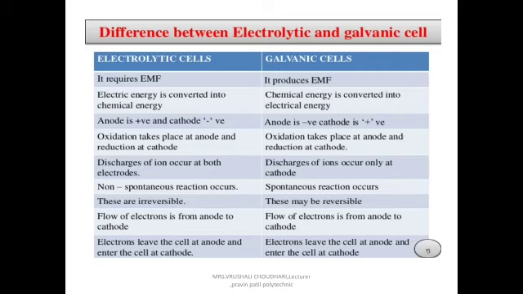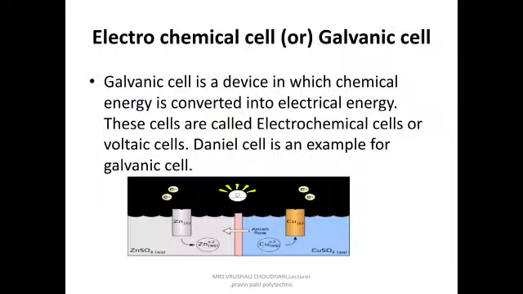Basic difference between the electrolytic cell and a galvanic cell. It requires EMF. In an electrolytic cell, we have to supply external EMF, while in a galvanic cell, EMF is produced. In the electrolytic cell, electric energy is converted to chemical energy, while in a galvanic cell, chemical energy is converted to electrical energy. In the galvanic cell, anode is positive, cathode is negative. Here, reverse: anode is negative, cathode is positive.